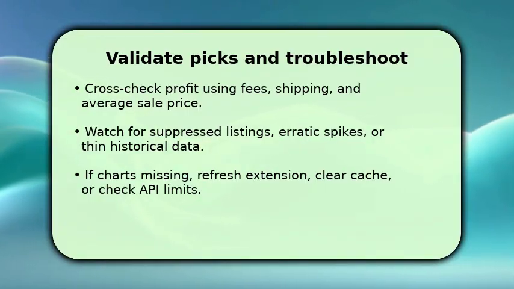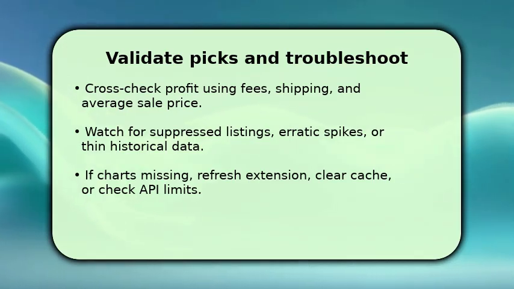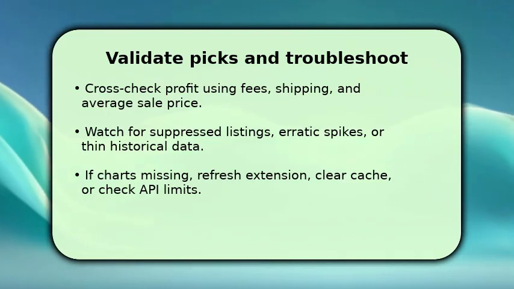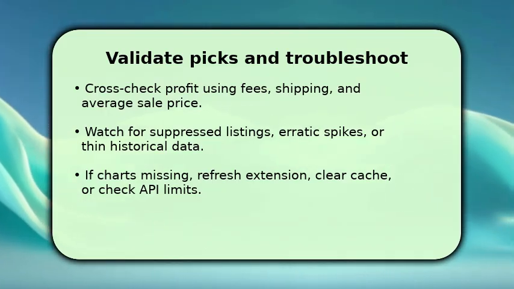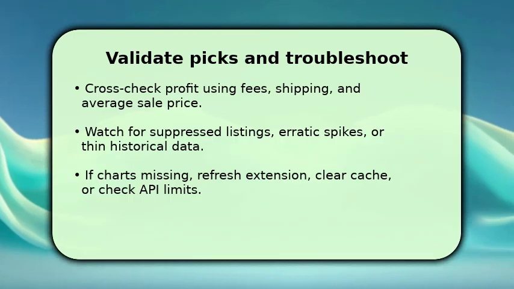If a product lacks history, widen the category or inspect similar ASINs to infer trends. If you encounter blank charts or missing data, refresh the extension, clear cache, or check your API request limits. Those fixes resolve it.